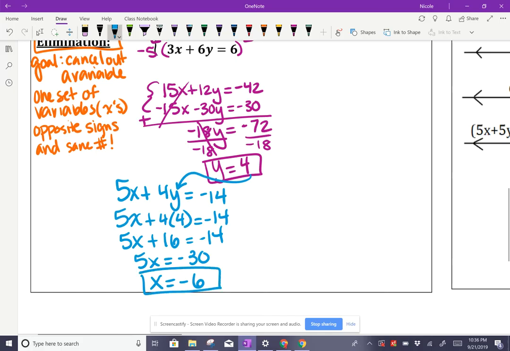So substitution or elimination, you can choose to pick one and stick with it if you do it really well, or if you know how to do both, go on a case-by-case basis depending on the information that's provided to you.